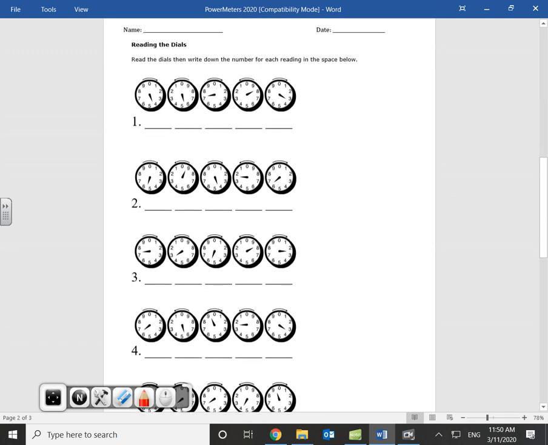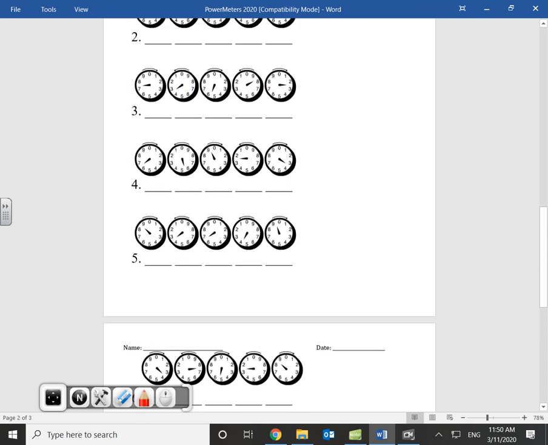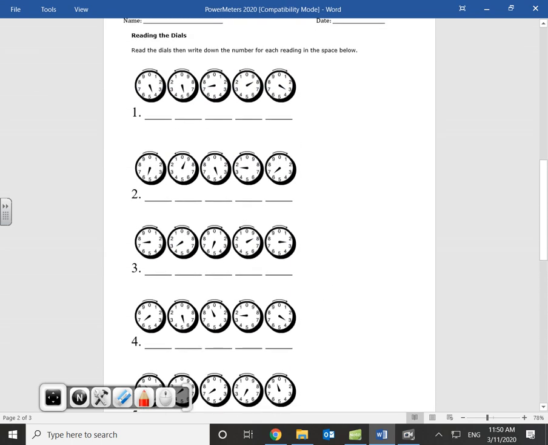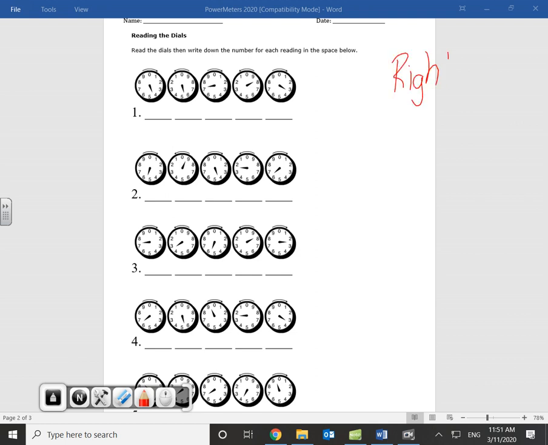Here we go. Okay, I'm only going to do the first 3 with you, and then I'd like you to try all the way to 10 by yourself. And I'm going to post the key on Thursday so you can check all of your work. All right, we're doing the first 3 together. So remember, right to left.